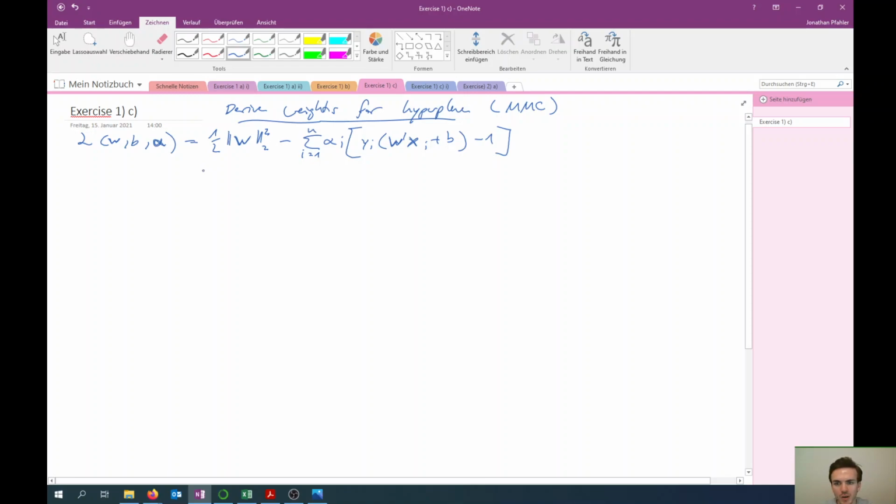So we want to maximize our margin, which is basically covered here by the first part, and then we have the conditions that our optimization is subject to.